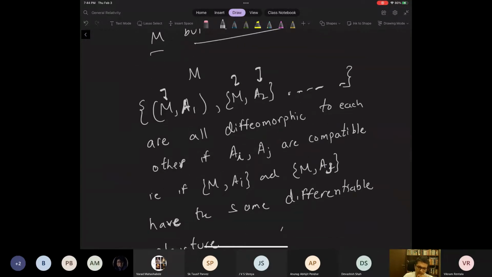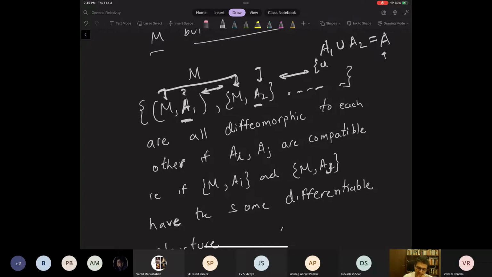Now the question is, are these manifolds, the same topological space with a different atlas, diffeomorphic to each other? Now the claim is that these are all diffeomorphic to each other if the atlases A1 and A2 are compatible atlases. That is, if I take the union of A1 and A2, if that also gives me an atlas, then, and what are A1 and A2?